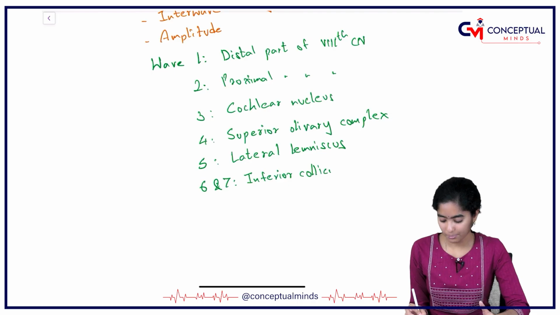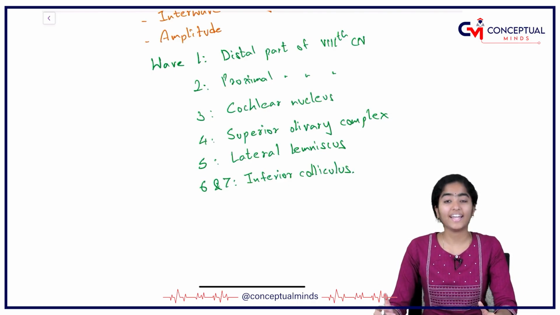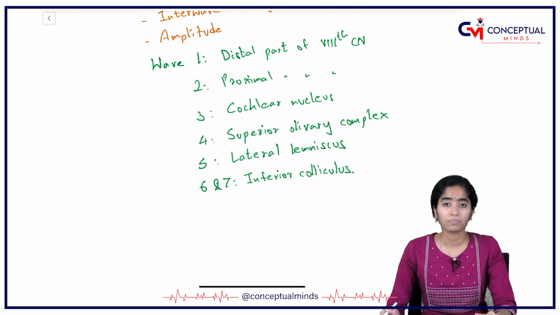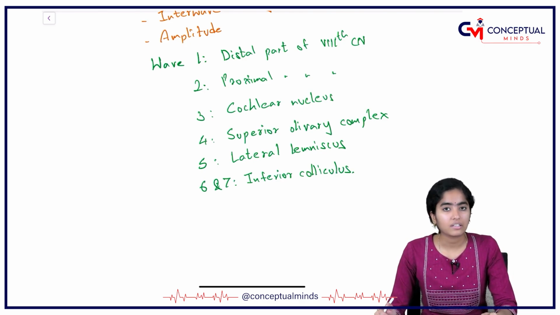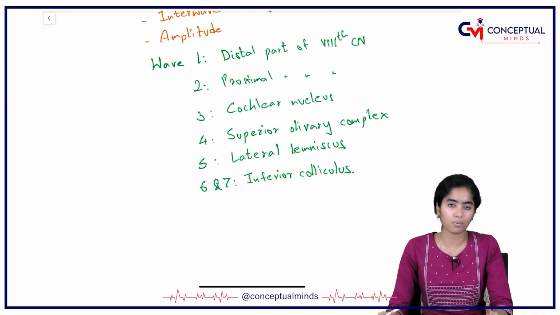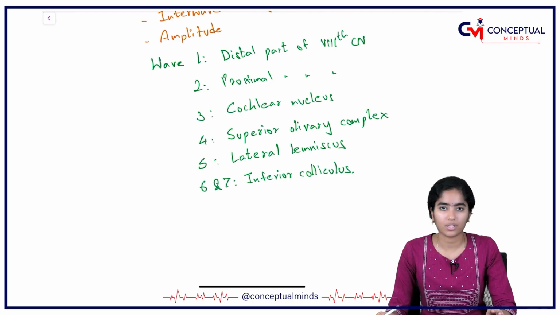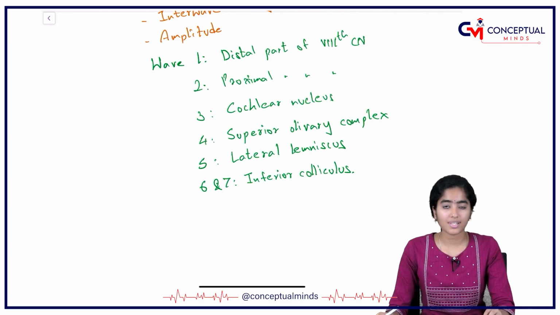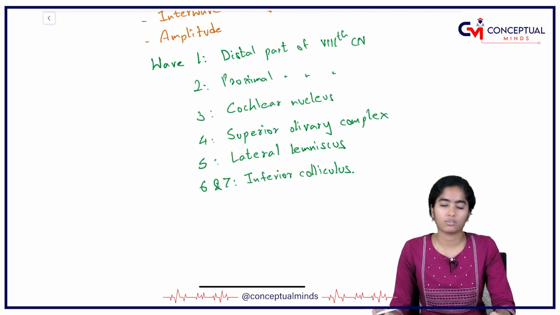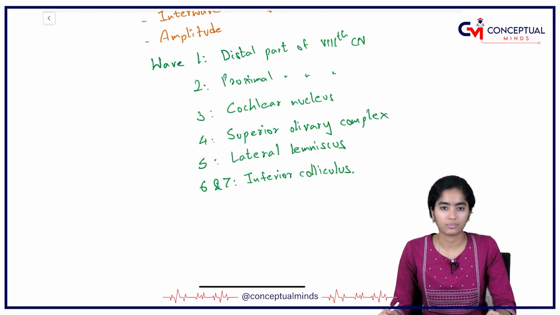Now we can use the same mnemonic to remember these waves also, but please understand that the 8th nerve has two waves, one for its proximal part and one for its distal part. So wave 1 and 2, both of them correspond to the 8th nerve. Then comes the cochlear nucleus, then the superior olivary complex, lateral lemniscus, and inferior colliculus also has two waves for it. So there are 7 waves in total.